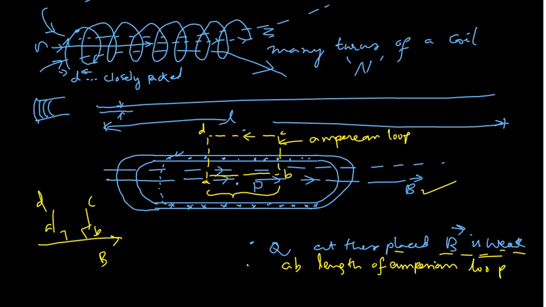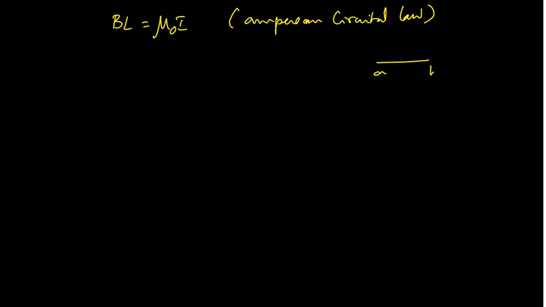Fine. Then, if there are n number of turns per unit length, we had already given the expression that B into L is equal to mu naught I. This is as per Ampere's circuital law. So BL is equal to mu naught I. In this case, if you are assuming that AB length is equal to h, for example.